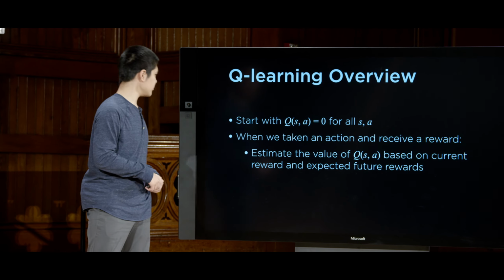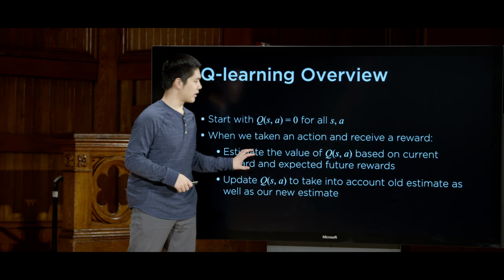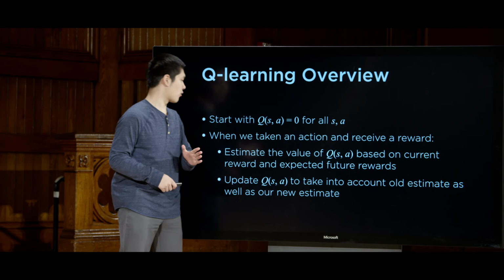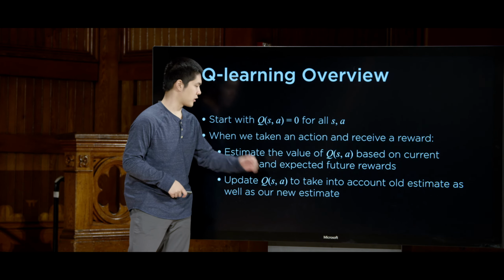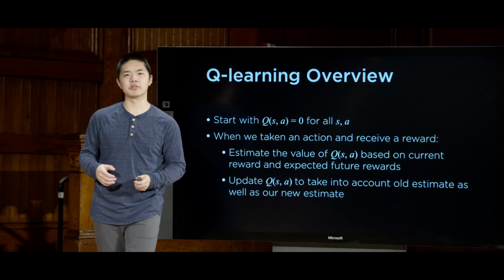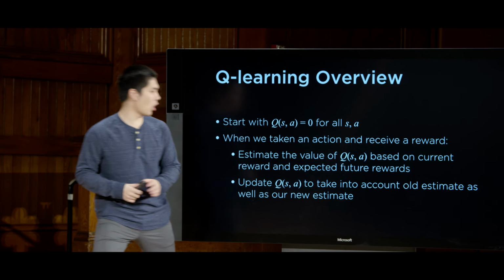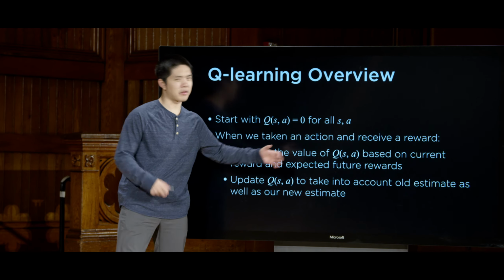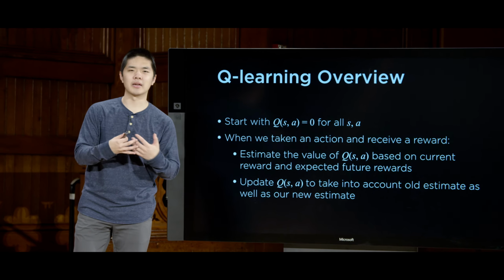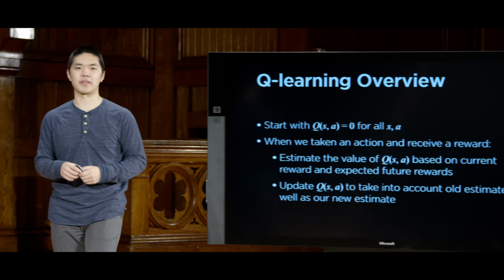And then we need to update Q(S, A). So we estimate the value of Q(S, A) based on the current reward and the expected future rewards. And then we need to update this Q function to take into account this new estimate. As we go through this process, we'll already have an estimate for what we think the value is. Now we have a new estimate, and then somehow we need to combine these two estimates together. And we'll look at more formal ways that we can actually begin to do that.